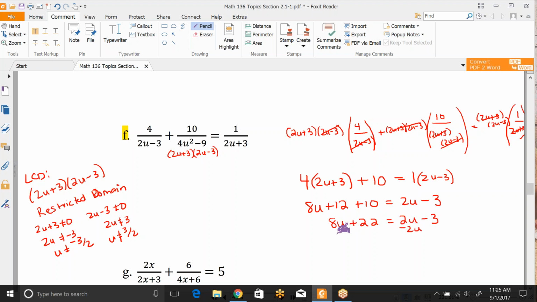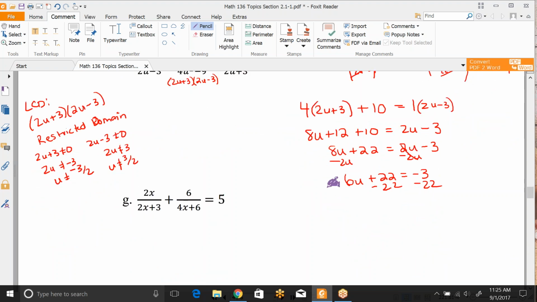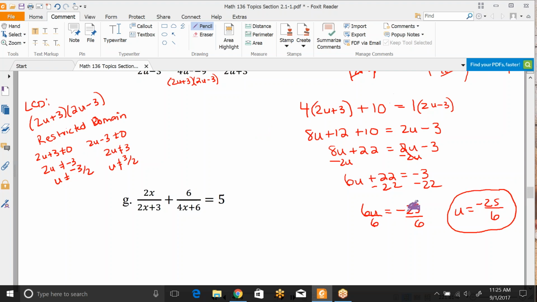Subtract the 2u over to be with the 8u. That gives me 6u. Subtract the 22 over to get it away from u. So now I have 6u equals negative 25, and divide both sides by 6. Now, 25 and 6 have nothing in common, and negative 25 over 6 is not either one of my restrictions. So as long as it's not one of those restrictions and we haven't made any arithmetic errors, this should be the correct answer.